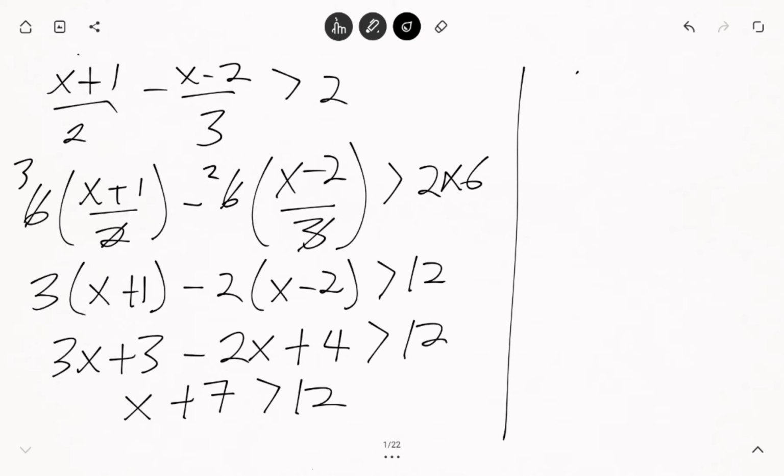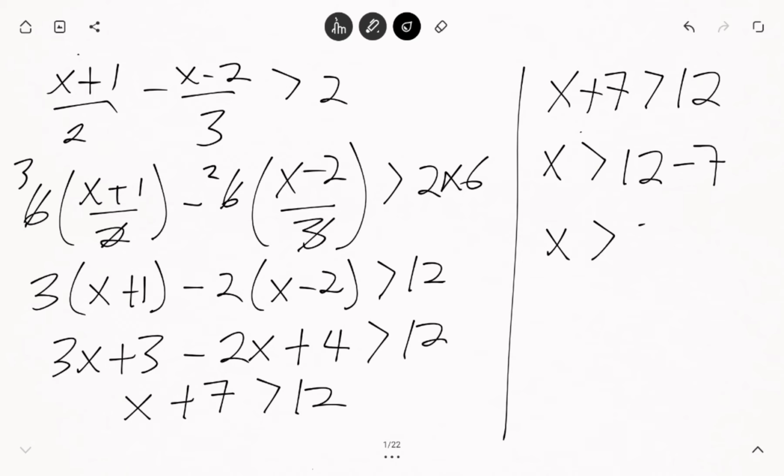Then we proceed. So we have x + 7 is greater than 12. So what we have to do here is to move the 7 to the other side of the inequality sign. So we have x is greater than 12. We send the 7 to the other side, it becomes negative 7. Our answer over here, we have 12 minus 7 will give me 5 as my answer. So my answer over here is x is greater than 5.